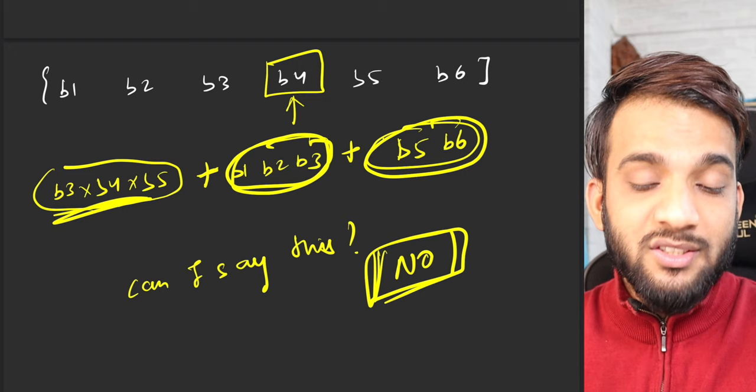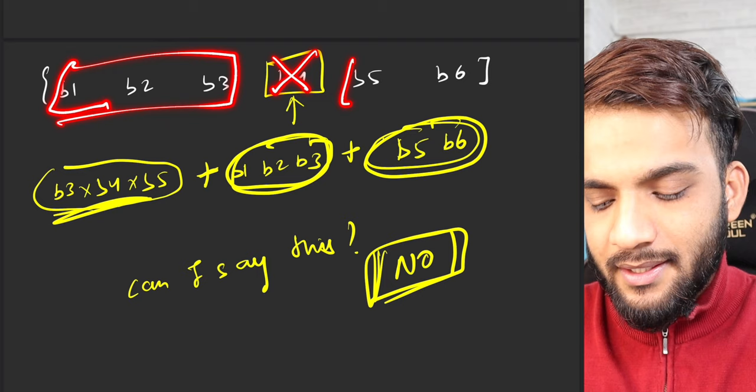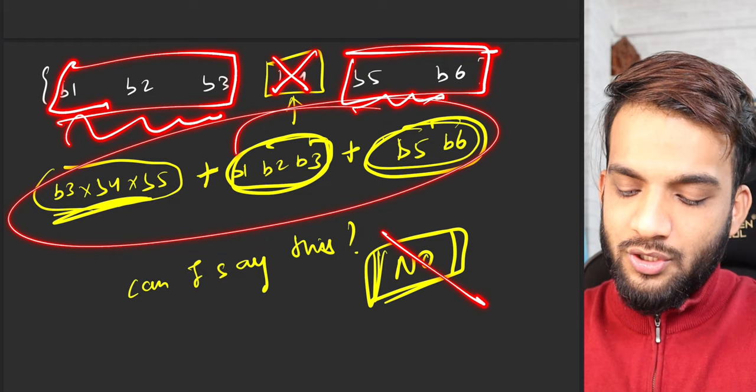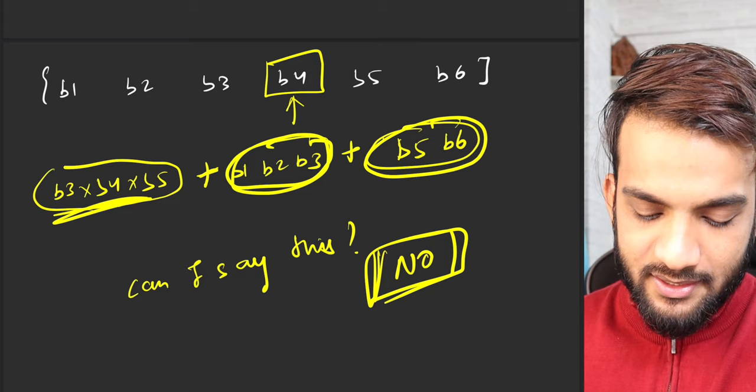Like, I cannot just burst B4 and then solve this individually and solve this individually, and add up this answer and this answer. Will that work? The answer to this is no. Why will that not work? Let's understand. So I'll just erase this. I hope you got it.